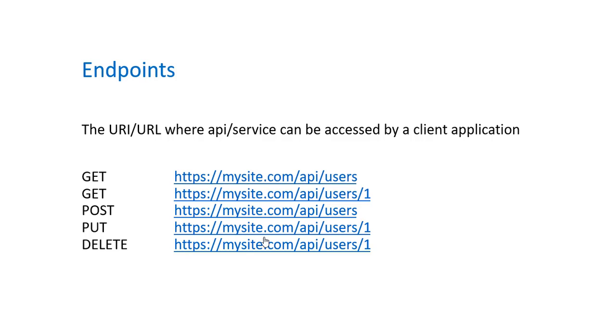So this is the URI or URL where our API or service can be accessed by a client application. This is just an example of how the endpoint works. We have GET, and then the URL or URI where the API or service can be accessed. Anyway, we can always choose a directory instead of using API. We always have the option to use different directories, for example, API access. It depends on your preference.